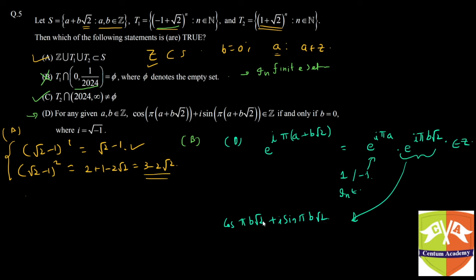Now suppose b was not an integer, then you could put a value of b like 1 by root 2, and then this whole number could become an integer. But because b is an integer, the only value which can make this number an integer is when b equals 0. So yes, statement D is true: if and only if b equals 0, then this number will be an integer. This was a slightly good question, especially a couple of parts. Alright.